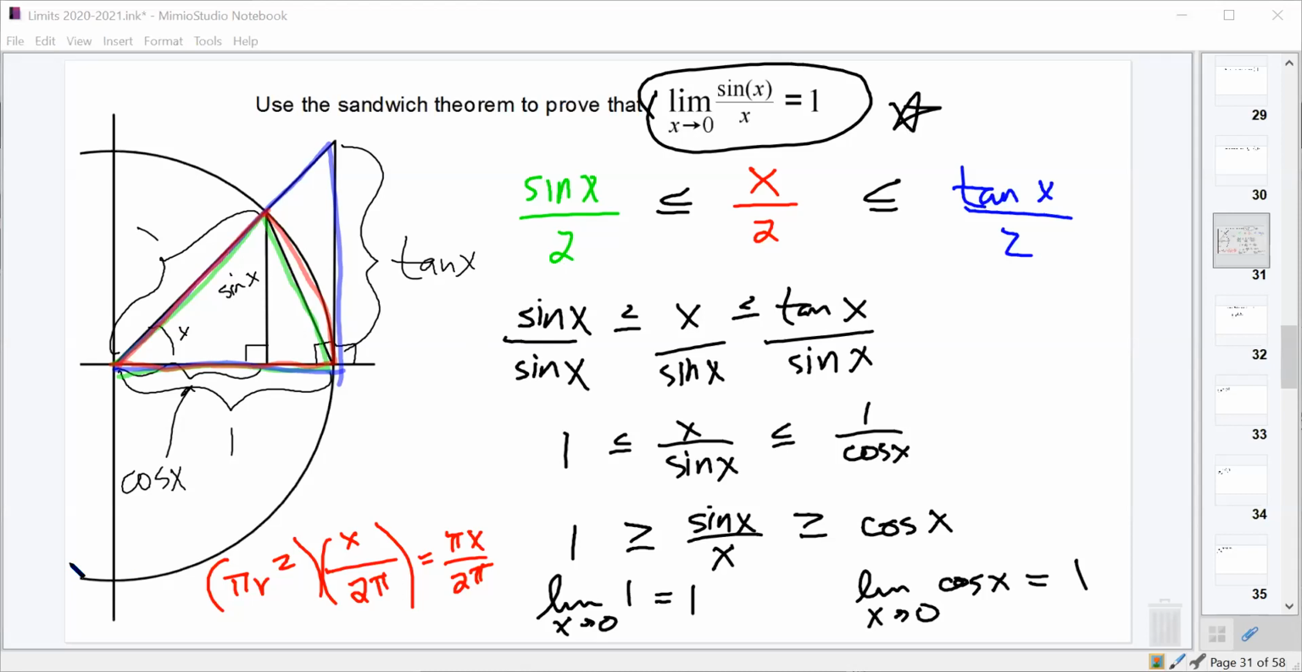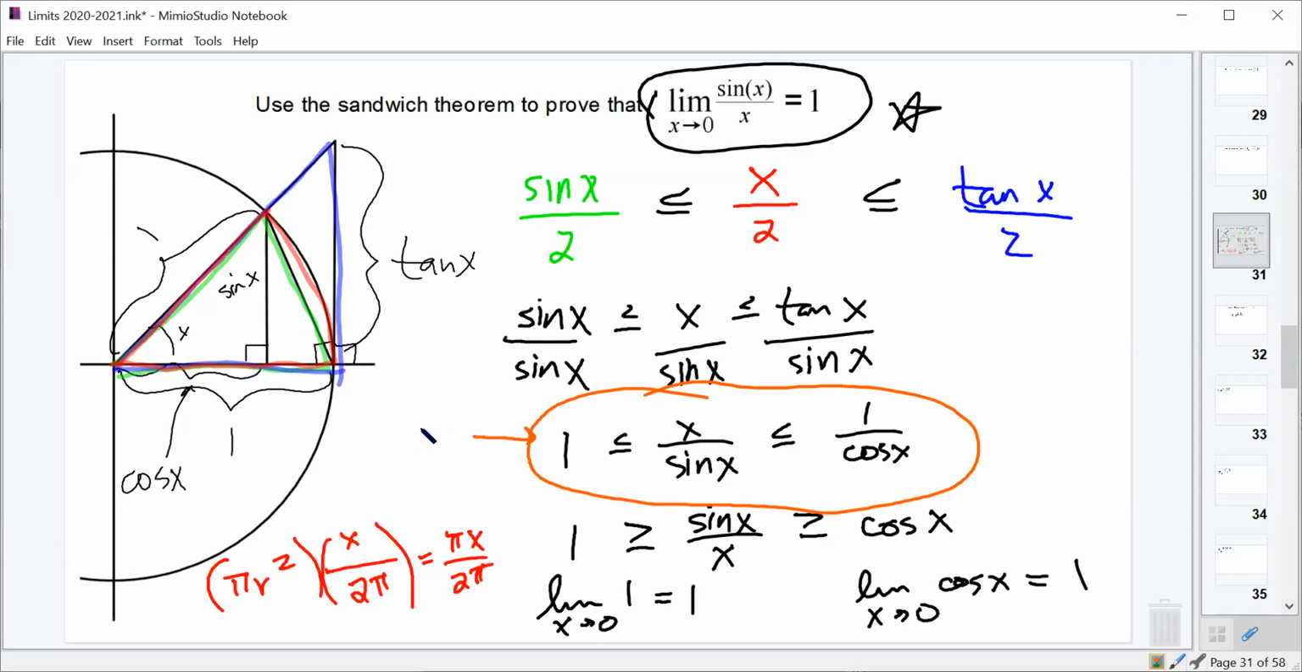Okay. What about if we took a look at this one? What's the limit as x approaches 0 of 1? This one's limit as x approaches 0 is 1, right? What about this one? What's the limit as x approaches 0 of that? Also 1. So we could also make the conclusion that this one, x over sine x, its limit as x approaches 0 is also 1.